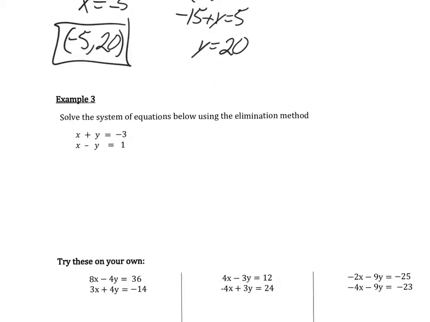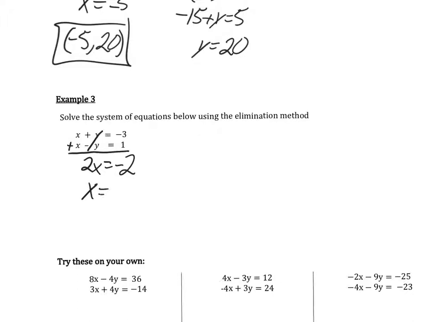Looking at my next one, solve the system of equations using the elimination method. This time I have a choice. I can either get rid of my x's or my y's. I think I want to just go ahead and get rid of my y's because they look like they're the simplest to work with here. So let's go ahead and add these two equations together. So x plus x is 2x. My y's cancel out. Negative 3 plus 1 is negative 2.